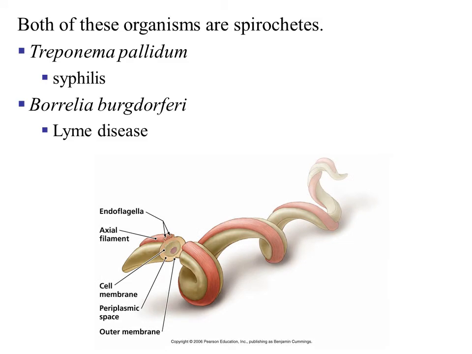Both of these organisms have flagella. They are spirochetes. Treponema pallidum is the causative agent of syphilis, and Borrelia is the causative agent of Lyme disease. They both have an endoflagellum, which helps them to bore themselves into the tissue.